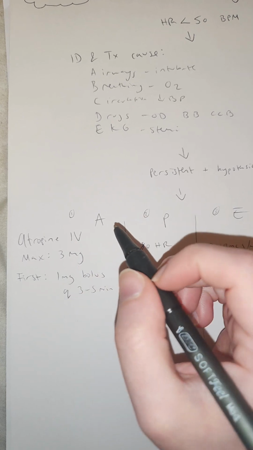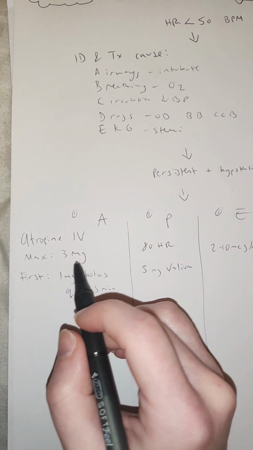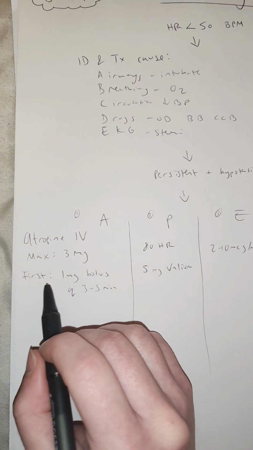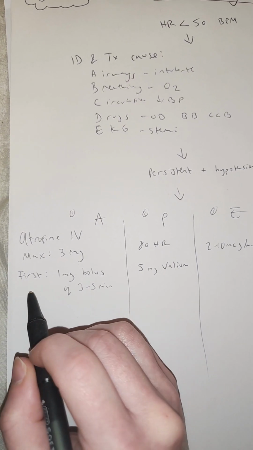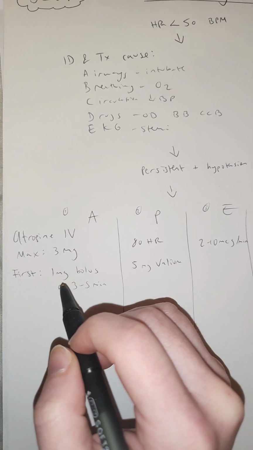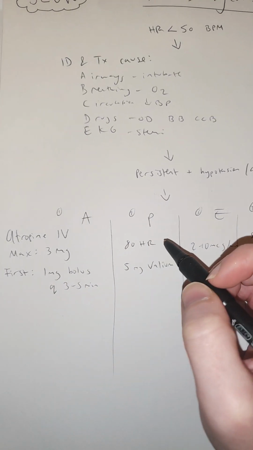We give it IV bolus. We could give max 3 milligrams. So basically you could give up to 3 doses of this, because the dose is 1 milligram. So you could give one, wait 3 to 5 minutes, give another one, wait 3 to 5 minutes, and give another one. If that doesn't work, then we're going on to P.